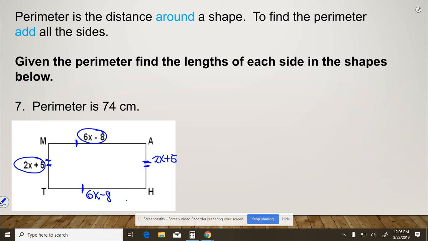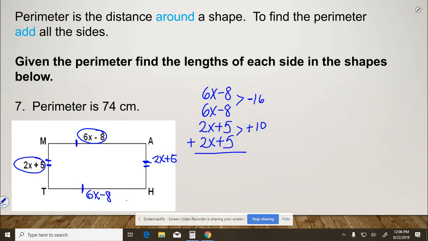Then to add those up to find the perimeter, I like to write it vertically. We have 6x minus 8, 6x minus 8, 2x plus 5, and 2x plus 5. Adding those up, we have +5 and +5, which is +10, -8 and -8, which is -16. Different signs, we find the difference. So it's like doing -16 plus 10 or 16 minus 10, keeping the negative. So we get -6. Then 6x and 6x is 12x, 2x and 2x is 4x, 12x plus 4x is 16x.